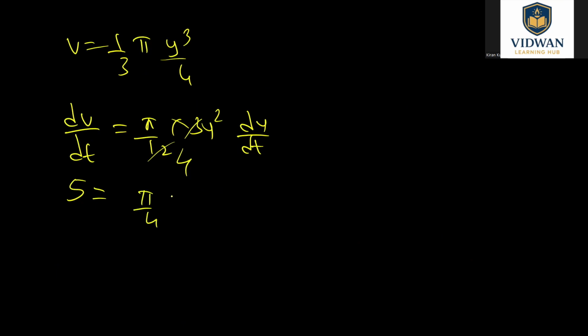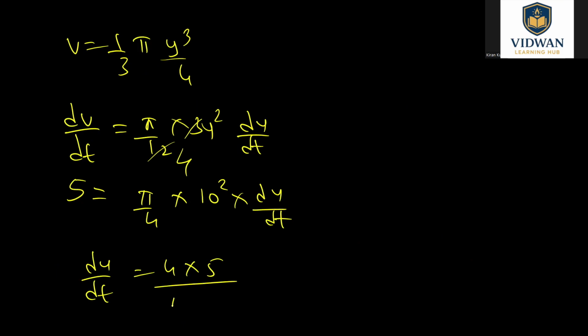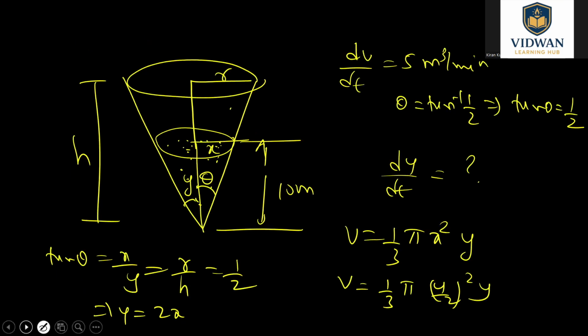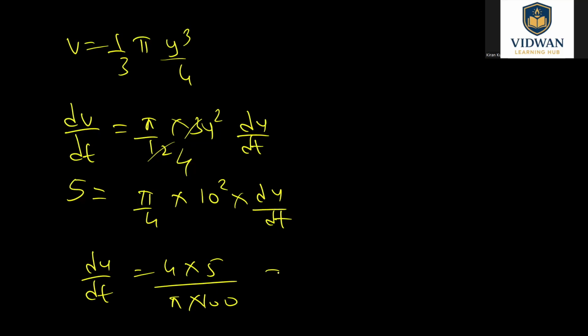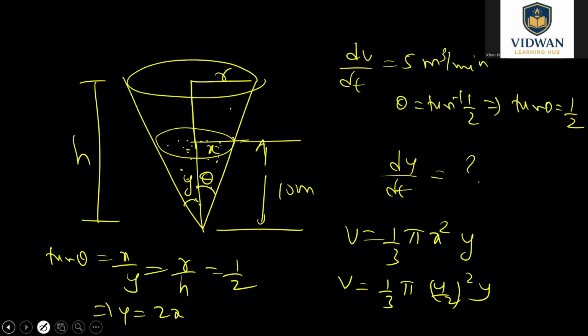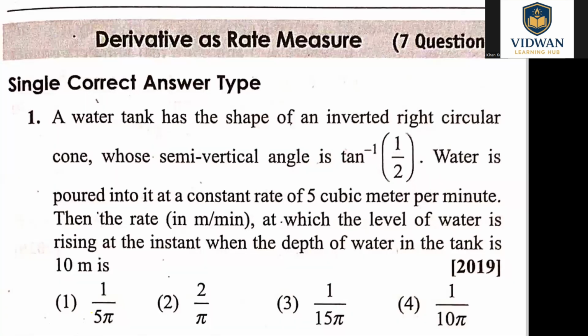So pi by 4 into y square dy by dt. And they asked us to find out at the instant when the depth is 10. So y is 10. So put y as 10. So dy by dt is therefore 4 into 5 by pi into 100. So from here you can calculate, 20 and 100 you cancel, you'll get 1 by 5 pi, and the unit should be meter per minute. Do we have that in the options? Yeah, so 1 by 5 pi is there, this is the answer.